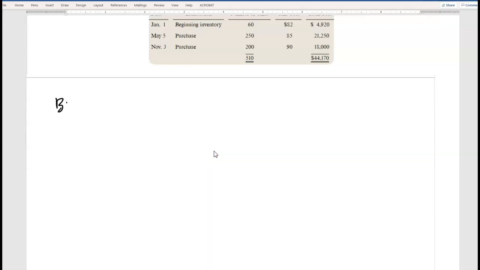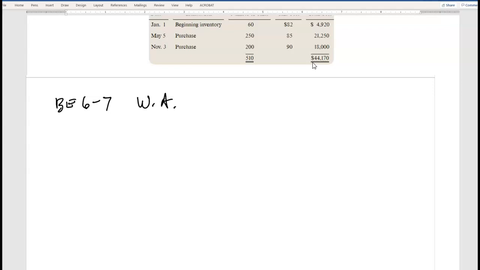So BE 6-7, weighted average. This one is a bit simpler because we just need to calculate the weighted average cost. And by weighted average cost, that means we take the totals. Don't do it by row and then add them up or get an average of those. Do the weighted average, which is the total.